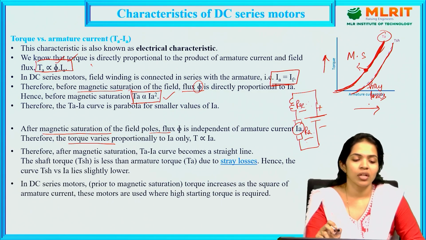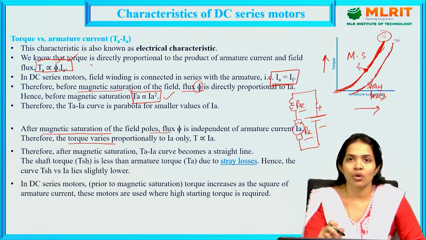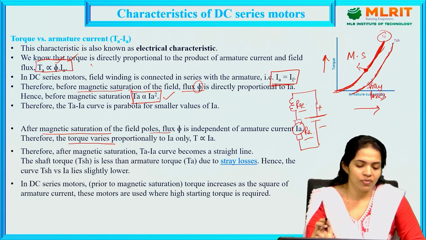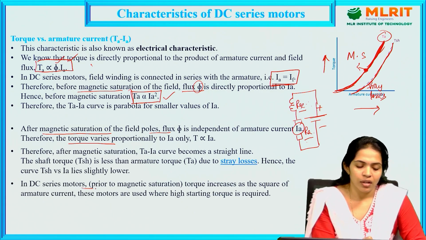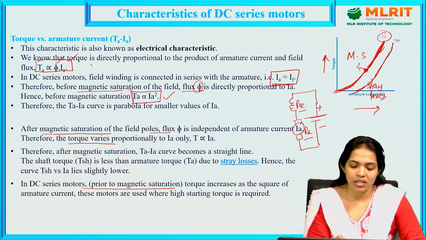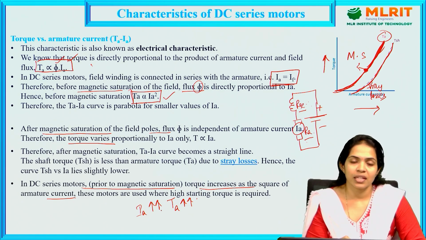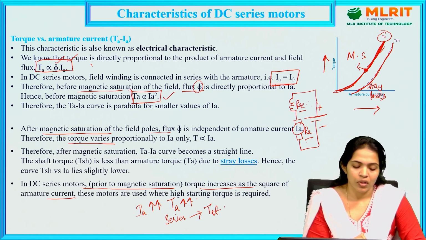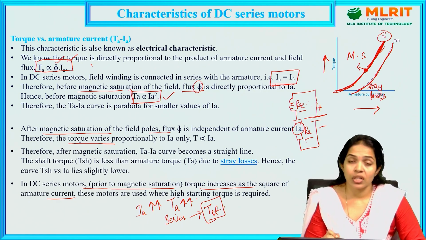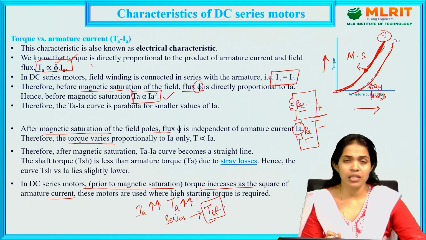So this is about the electrical characteristics, that is, the armature torque versus armature current characteristics of a DC series motor. Prior to magnetic saturation, torque increases as the square of the armature current. For a small value of Ia, there is a very high increase in the armature torque. That is why these series motors are used in applications where they require high starting torque. That is also why a DC series motor is never started unless and until it is loaded.